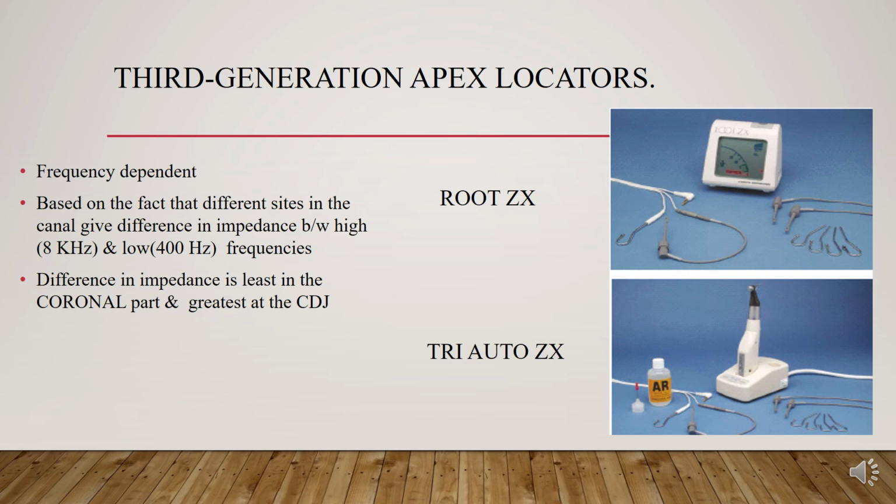You advance some more, it will show 2 millimeters, 1.5 millimeters, 1 millimeter, and as it reaches the apex it starts beeping, showing that it has reached the CDJ where the difference between the frequencies is the highest. Accordingly you adjust your file just 0.5 millimeters short of apex.